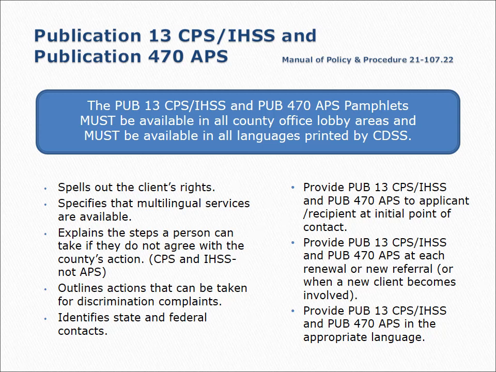This is specifically for CPS and IHSS on the Pub 13 and not for APS on the Pub 470. They outline actions that can be taken for discrimination complaints, and they identify state and federal contacts. Social workers must provide the Pub 13 or the Pub 470 to applicants and recipients at the initial point of contact. They must provide the Pub 13 or the Pub 470 at each renewal or new referral or when a new client becomes involved, and they must provide it in the appropriate language.